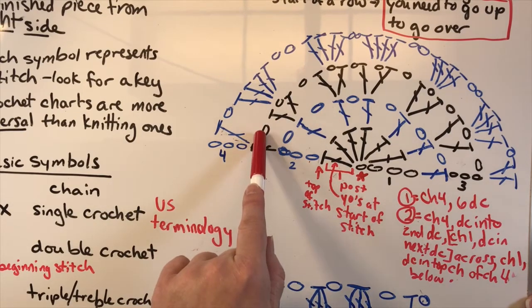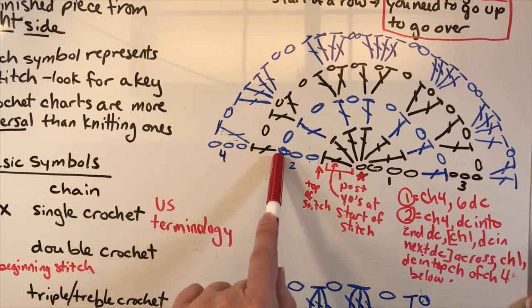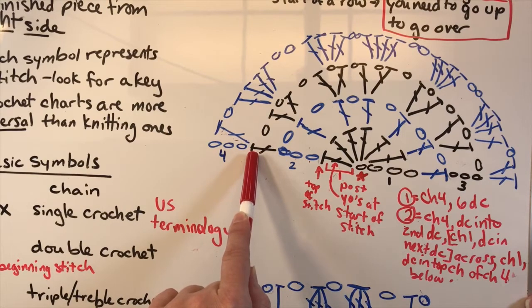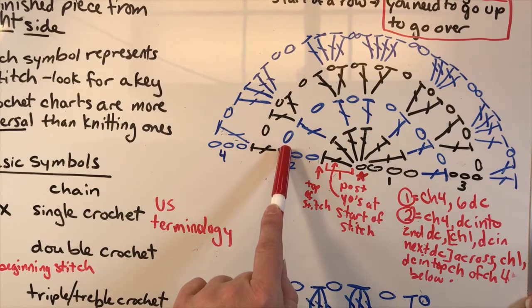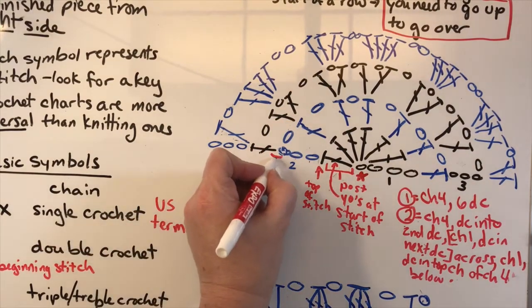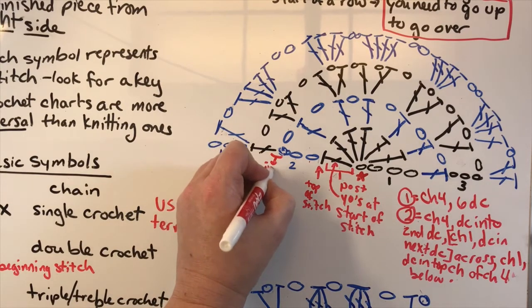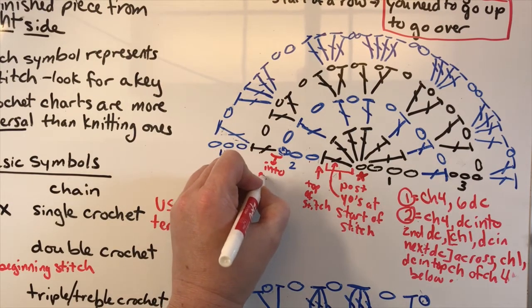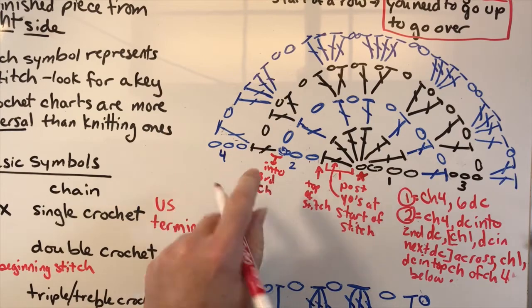This guy at the end, there's a chain 1, and then this double crochet is into the third one here. Not that there, remember there was a chain 4 here. This guy goes into the third chain.